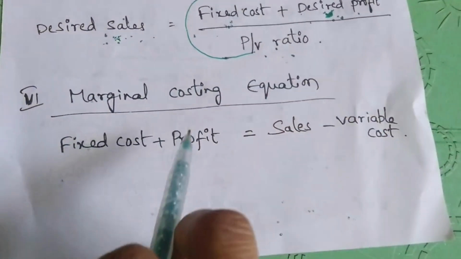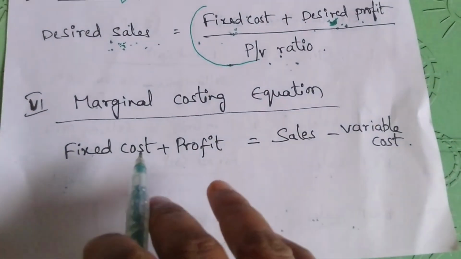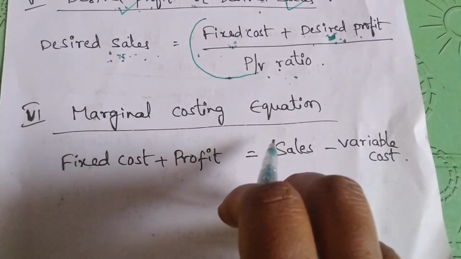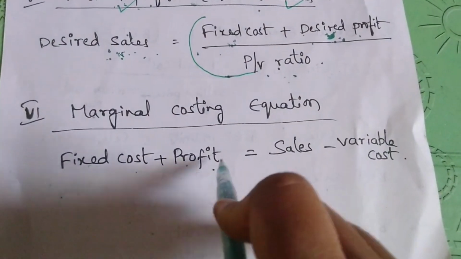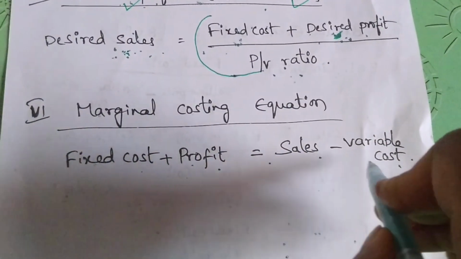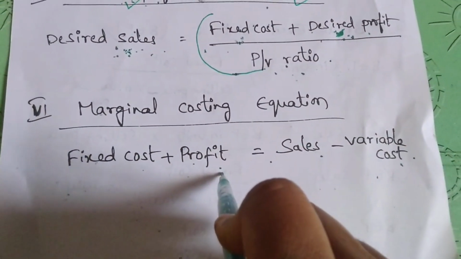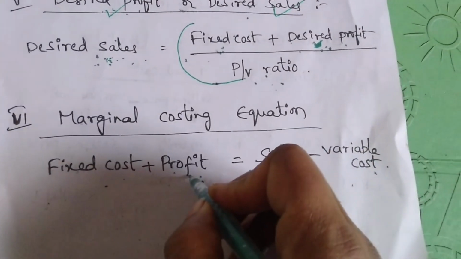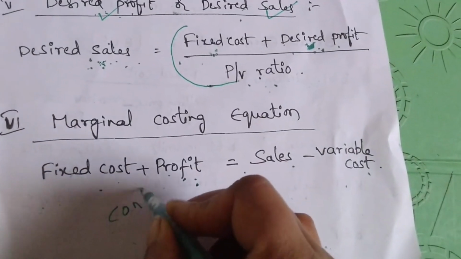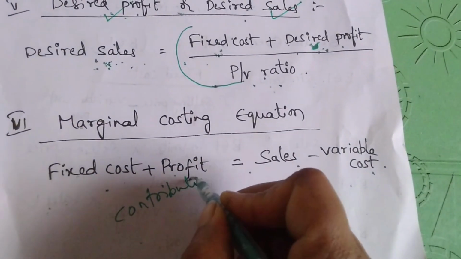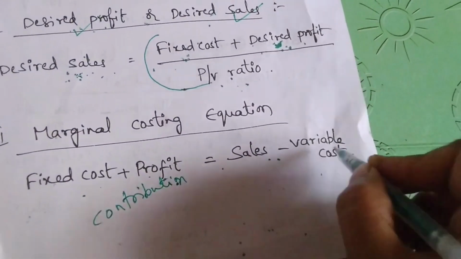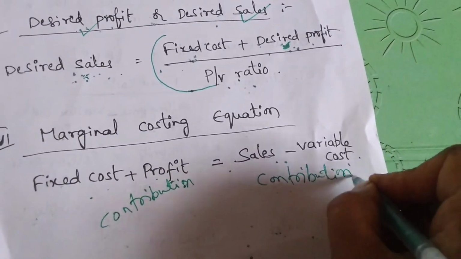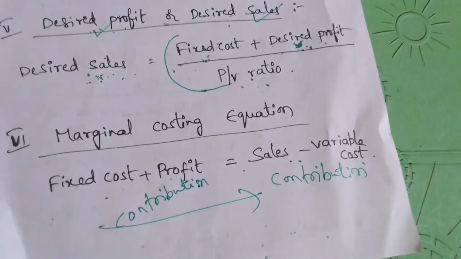And the next, last one is the marginal costing equation. In the marginal costing chapter, we have one equation that is known as the marginal costing equation. Fixed cost plus profit is equal to sales minus variable cost. This is the marginal costing equation. I think everybody came to know this: fixed cost plus profit is what? Contribution. And sales minus variable cost is what? Contribution. So contribution is equal to contribution. This is the marginal costing equation.